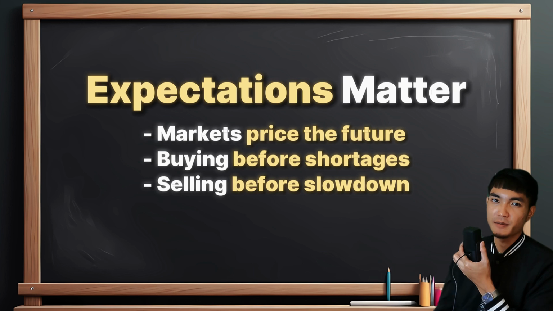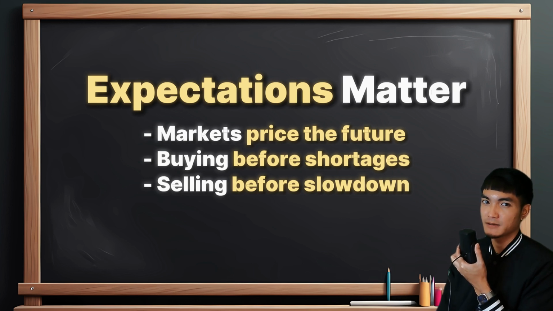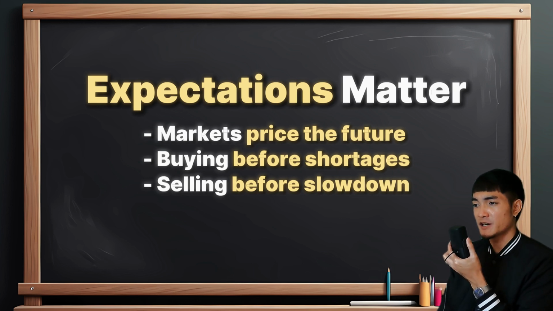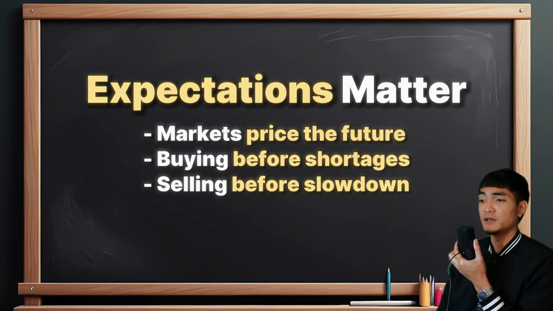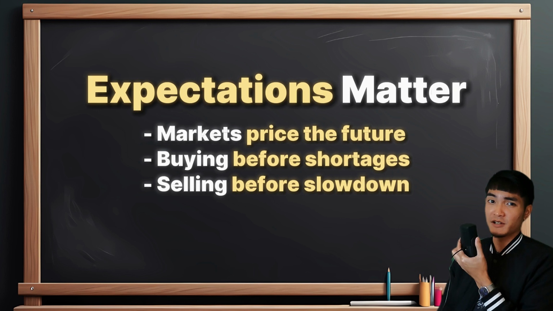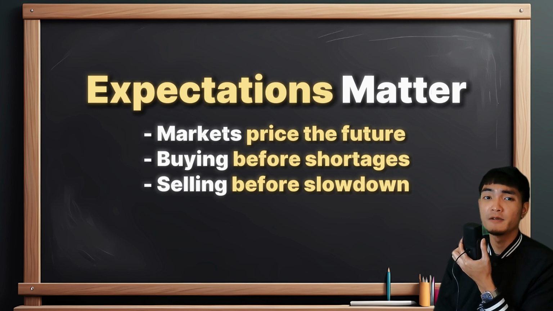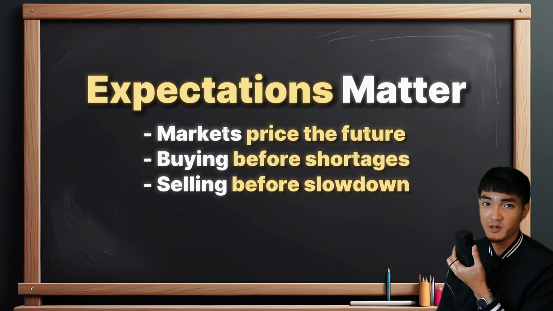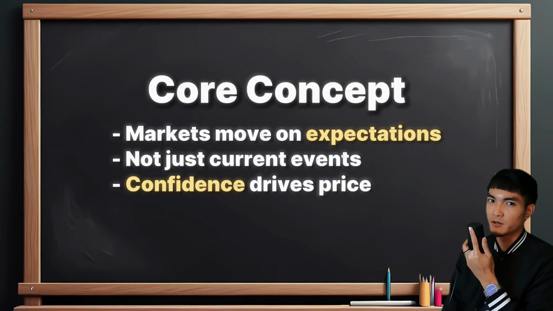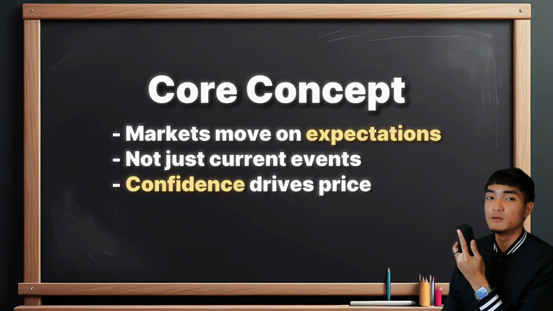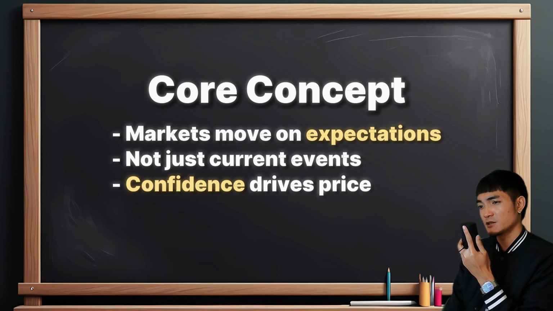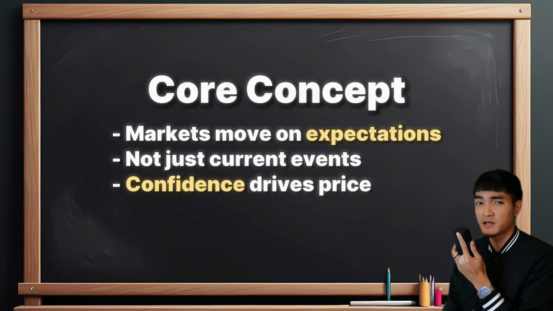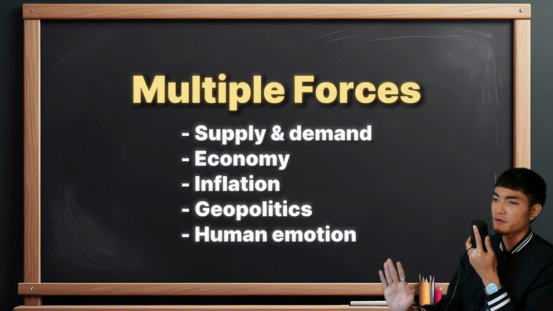What most beginners don't realize is commodity prices are not just driven by what is happening right now. They're also driven by what people expect to happen next. If traders believe oil supply is going to tighten in the future, they might start buying before it even happens. If they believe demand is going to drop, they might start selling early. Commodities are heavily influenced by expectations of people. Markets do not move solely based on what's happening. They also move based on what people expect to happen, how confident they are in that expectation, and how quickly that expectation changes.